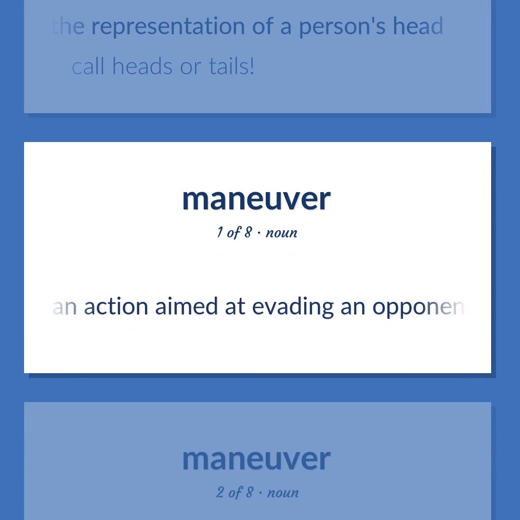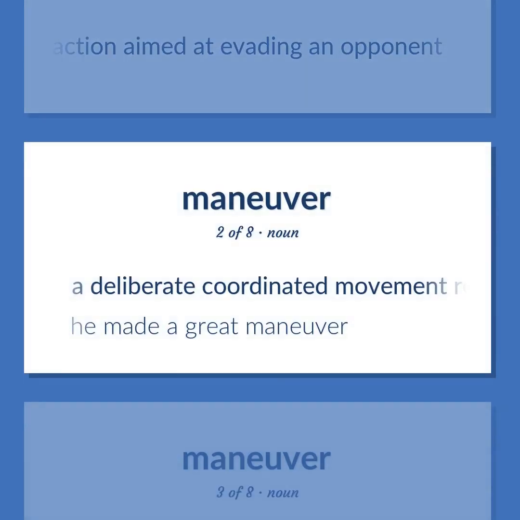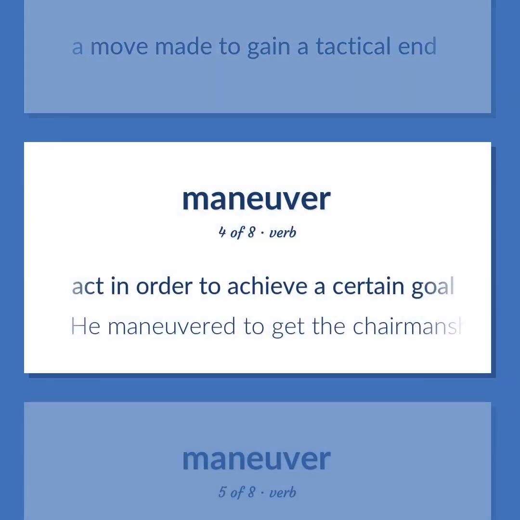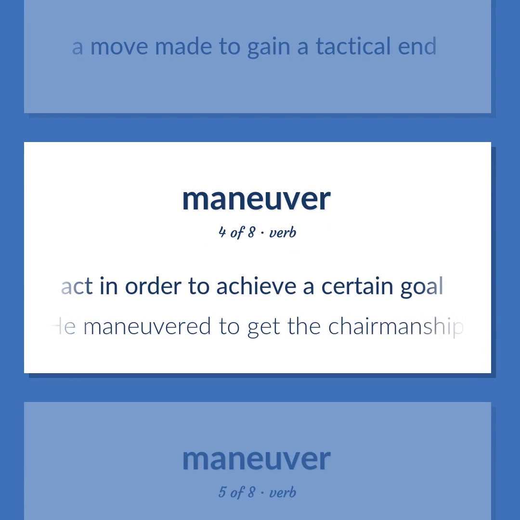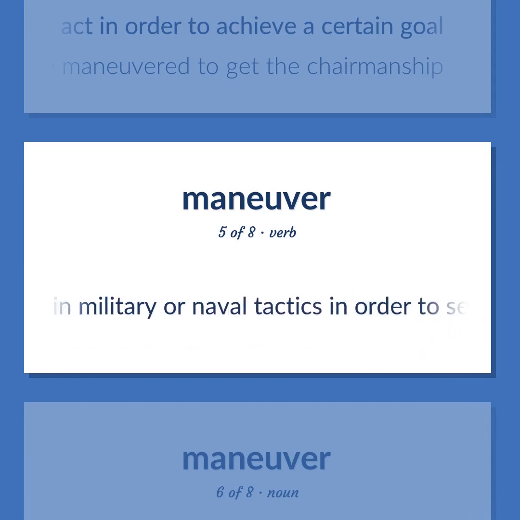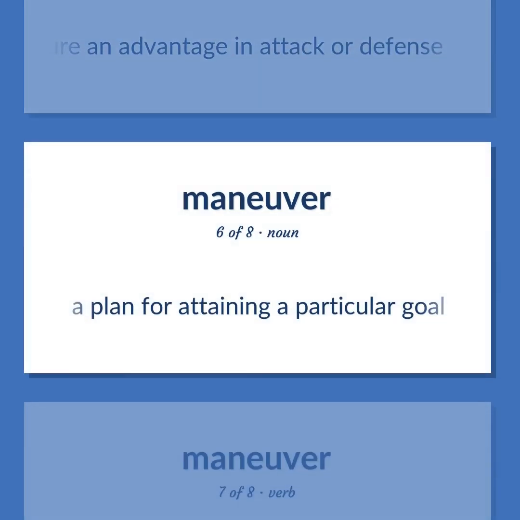An action aimed at evading an opponent. A deliberate coordinated movement requiring dexterity and skill. He made a great maneuver. A move made to gain a tactical end. Act in order to achieve a certain goal. He maneuvered to get the chairmanship. Perform a movement in military or naval tactics in order to secure an advantage in attack or defense. A plan for attaining a particular goal.